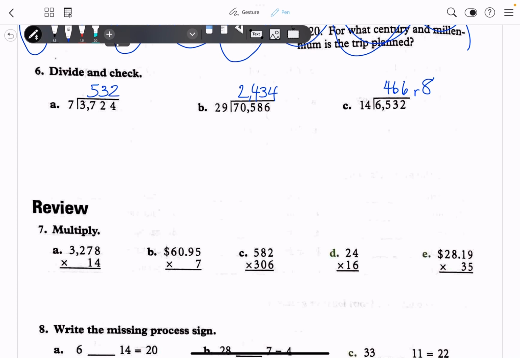Part A, you should have gotten 45,892. For B, you should have gotten $426.65. C, 178,092. D, 384. And E, $986.65.